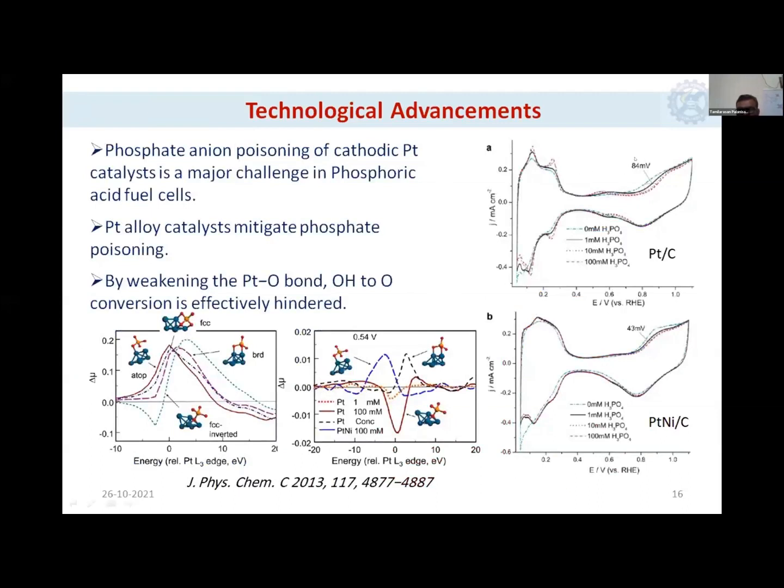If you take a commercial Pt/C, here you are seeing the peak intensity is very less, and peak is also shifted. The onset potential is 84 millivolt. But if you see here, you are seeing the peak is clearly emerged, and the onset potential is also reduced to 43 millivolts.